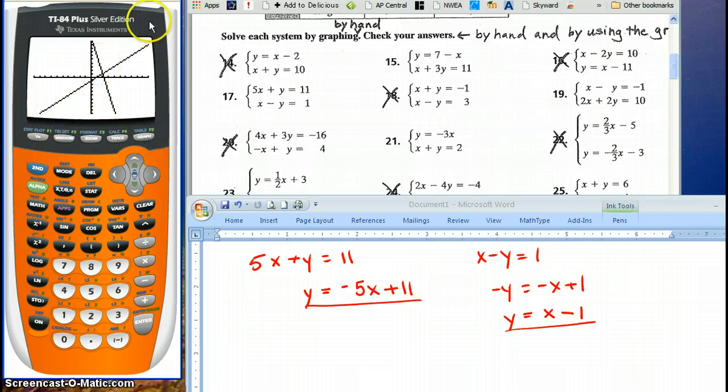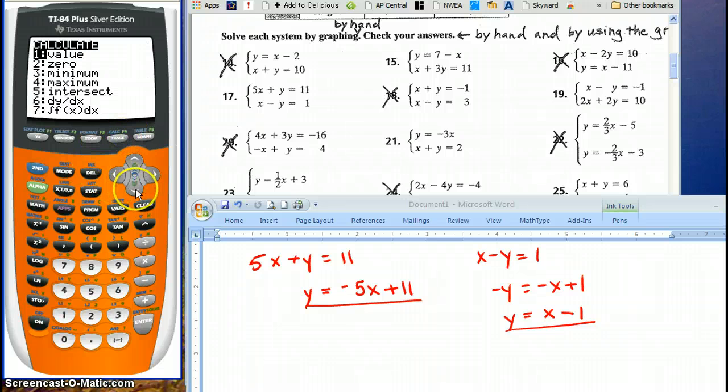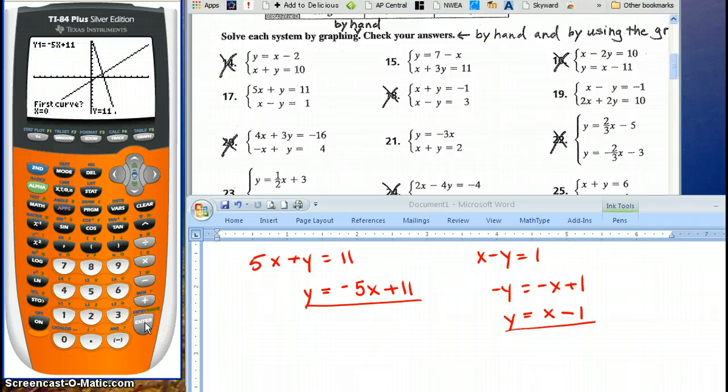Same thing as if you did it by hand, you're looking for the intersection point. So you do second, trace, and we're looking for the intersection point because that would tell us what our solution is, if there is one. Then for first curve, yes, this is my first equation, so I push enter. Second equation, yes. And if you want to guess, you just use your arrow buttons until you get to that point. Say yes, and you find out that the solution to number 17 is 2, 1. It's the point (2, 1). You'll do the same thing for number 21.